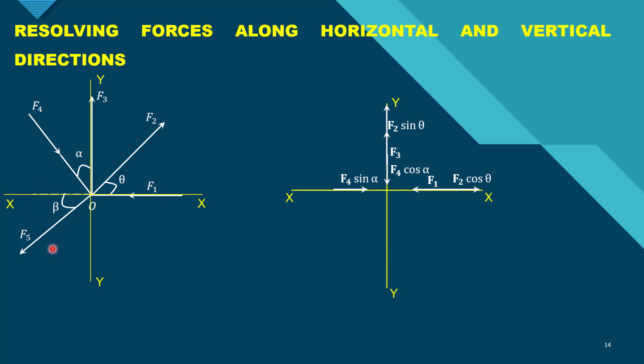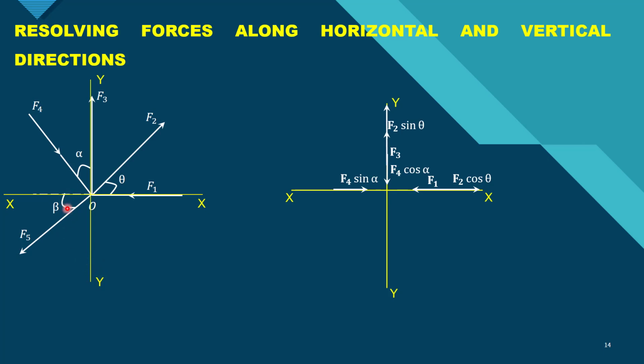Now let us take the last force, that is F5, which lies in the third quadrant. Since the force lies in the third quadrant, components will be along the negative x-axis and along the negative y-axis. Now, the force is acting away from the point O, so the components also will act away from the point. So the horizontal component will be acting towards left, and the vertical component will be acting in the downward direction.